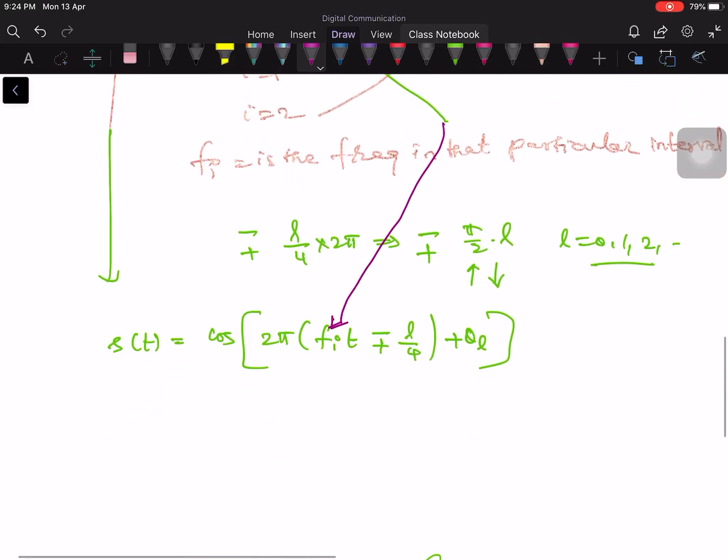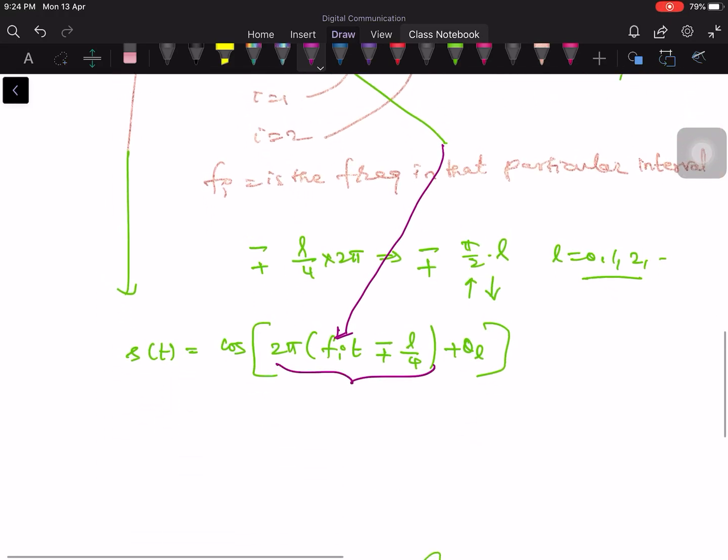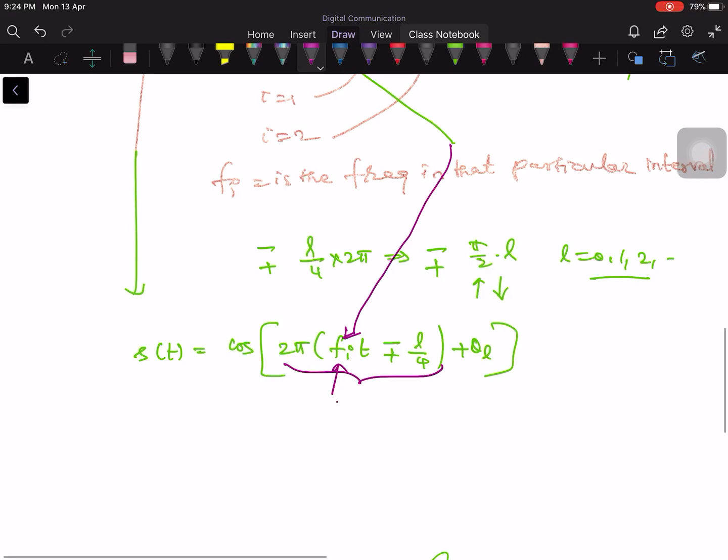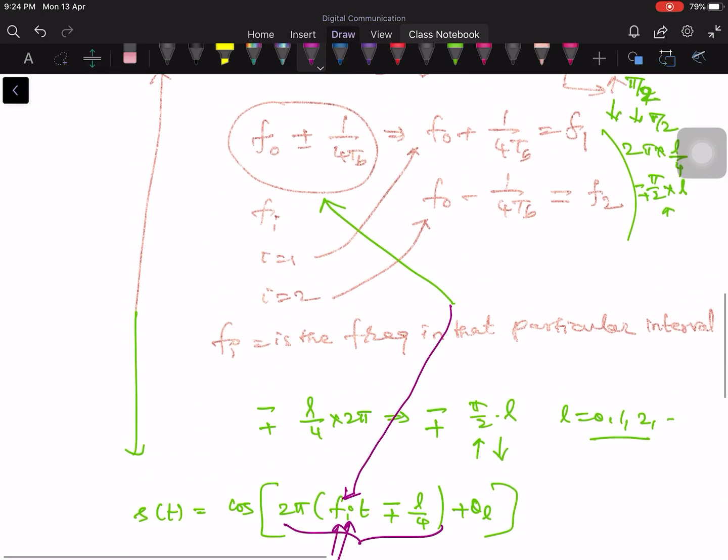So therefore, look at this expression now. The final phase change is occurring gradually through this frequency change, through this fi. Basically, that's the whole idea of the frequency change process. Therefore, this corresponds to two frequencies: one is f1 and the other one is f0. The f1 is given here, f1 equal to this one, and f2 is this one.